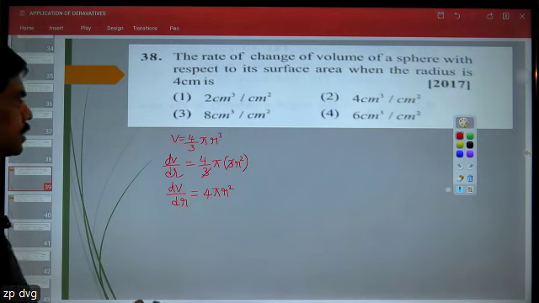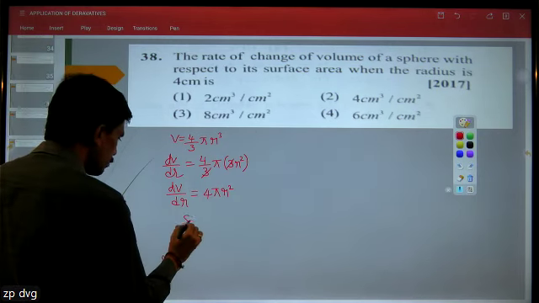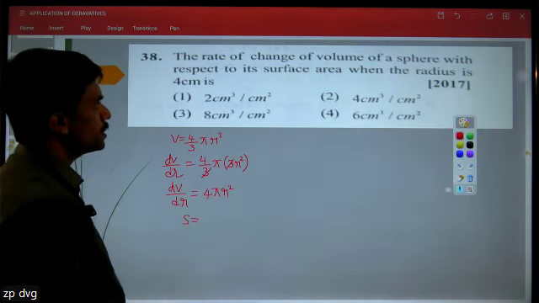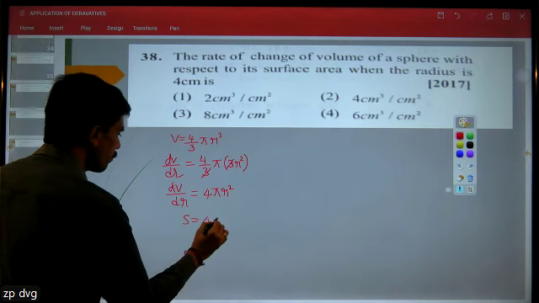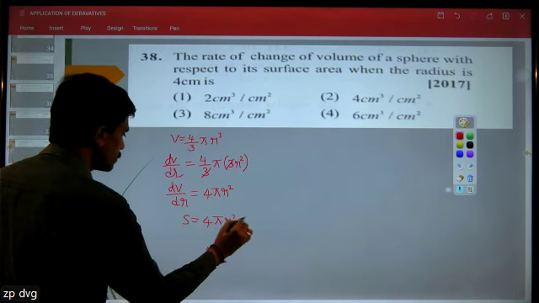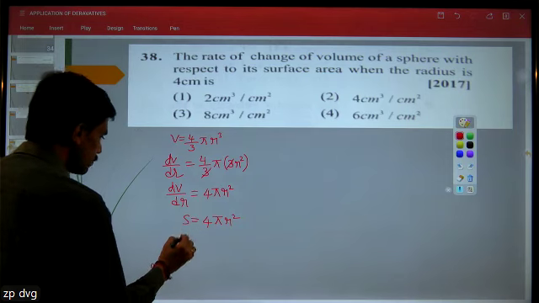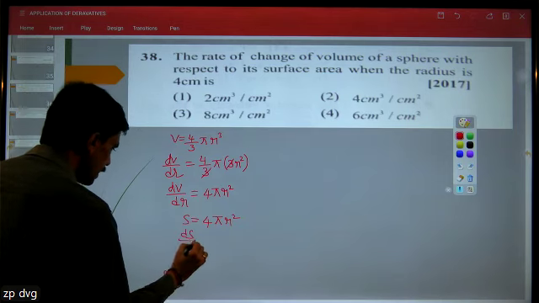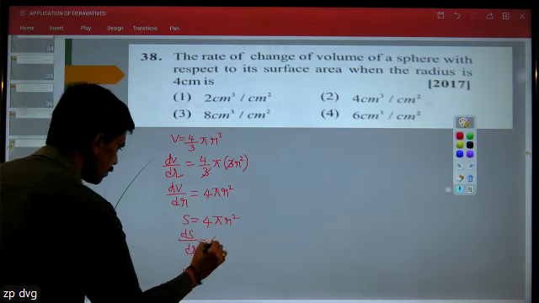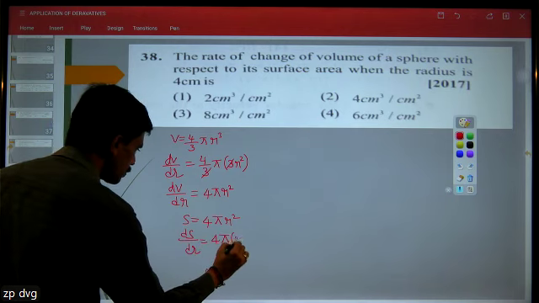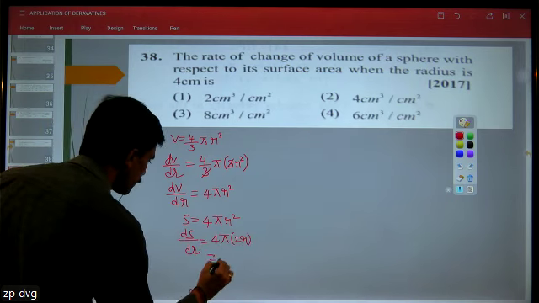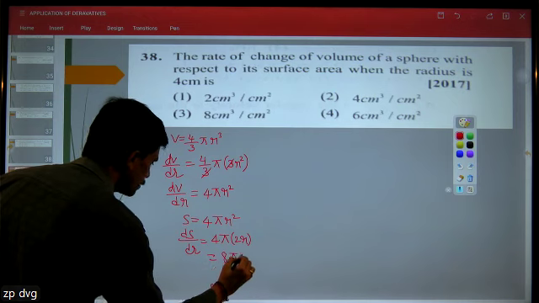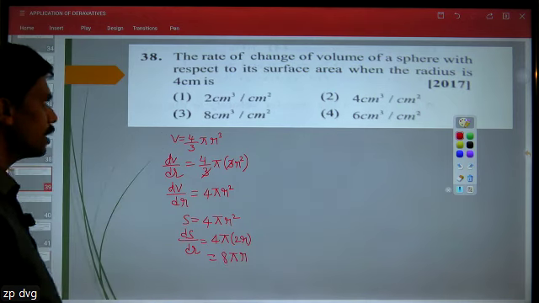Again, we have to take the formula for surface area. Surface area of a sphere formula is 4 pi r square. So here we have to use dS by dr. dS by dr equal to 4 pi into 2r. So we get 8 pi r. dS by dr is equal to 8 pi r.